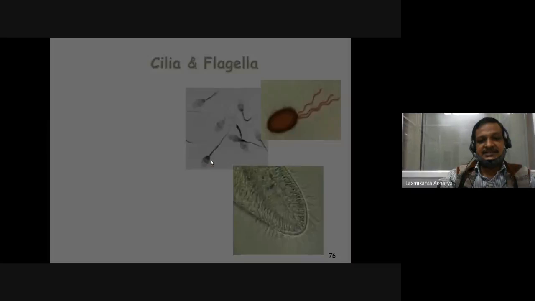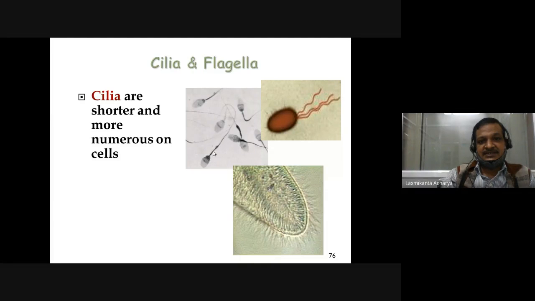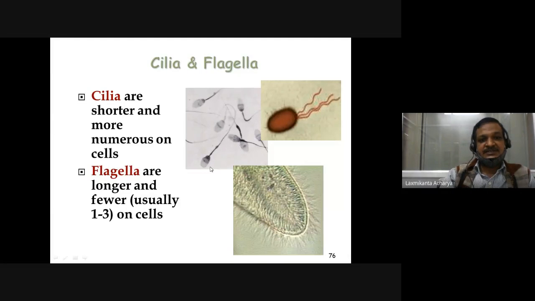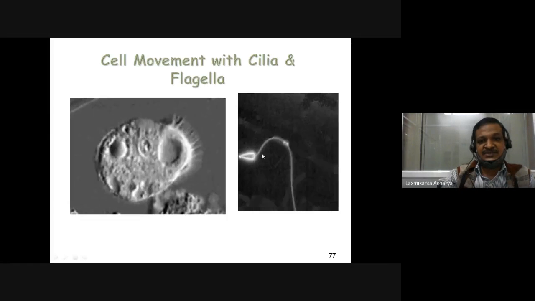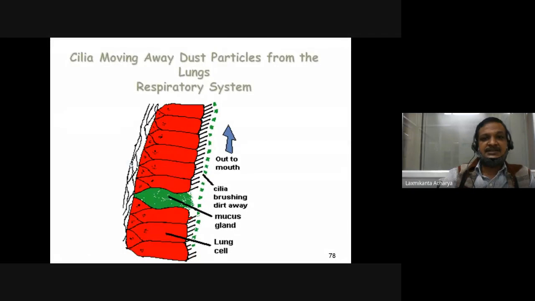Now this is the cilia. These are very short and numerous. These are the cilia, and these are your flagella. These are longer and fewer in number in the cell, whereas cilia are numerous in cells. So this is the movement of a spore, and this is like a paramecium. These are the cilia, so they can help in locomotion. And these are the cilia present in our respiratory system.